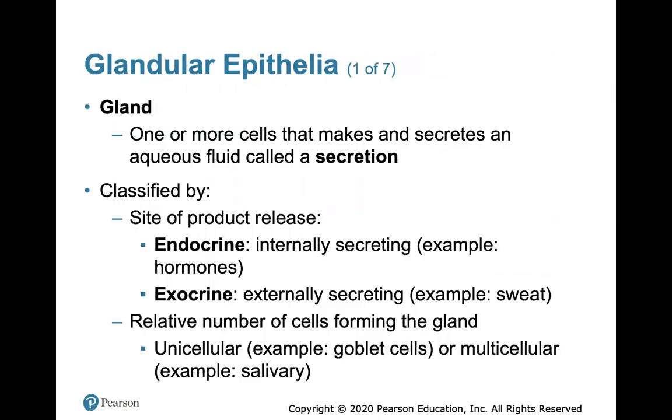A gland is one or more cells that makes and secretes an aqueous fluid called a secretion, and they're classified as either endocrine or exocrine. The endocrine glands are internally secreting. So, for example, they secrete hormones directly into the blood. And exocrine glands are externally secreting. So they use ducts to secrete their products. An example of this is sweat. Glands are also classified by the number of cells forming them, either unicellular, like goblet cells, or multicellular, such as salivary glands.